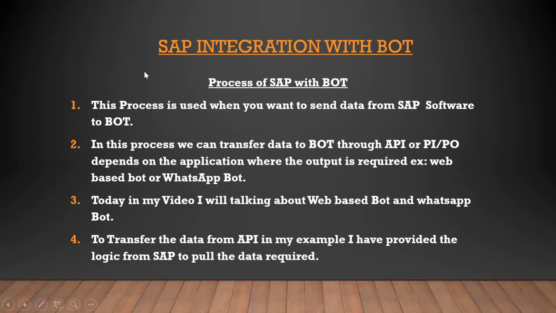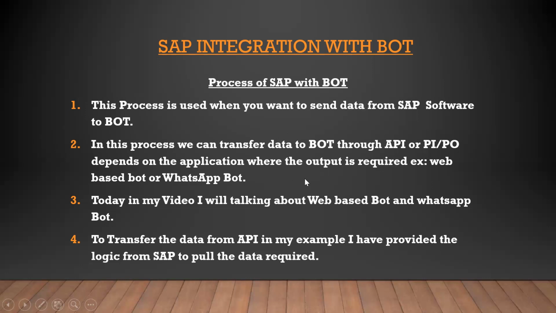So I'll explain the screen. Normally I'll start with the WhatsApp bot. There are applications, and it depends on the application how you want the output. For example, if I'm using a web-based bot, I have used API to transfer the data. In the WhatsApp bot, we have used the PIPO tool. PIPO is a tool given by SAP to transfer the data.